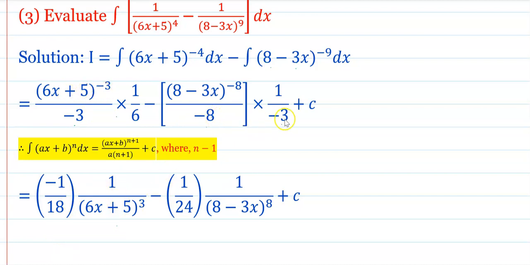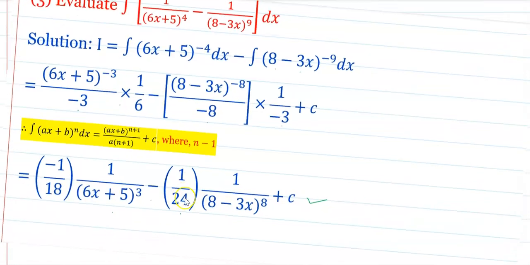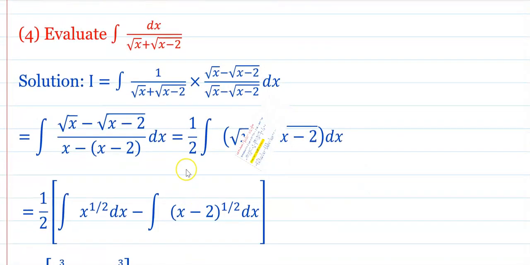Next, minus 3 minus 8 minus 3 24 minus n, as it is 1 upon 24. Again this power, how is it? Minus. Denominator, then that power will become plus, and plus c, and hence this is the integral. Now the next. Evaluate integral dx upon root x plus root of x minus 2.